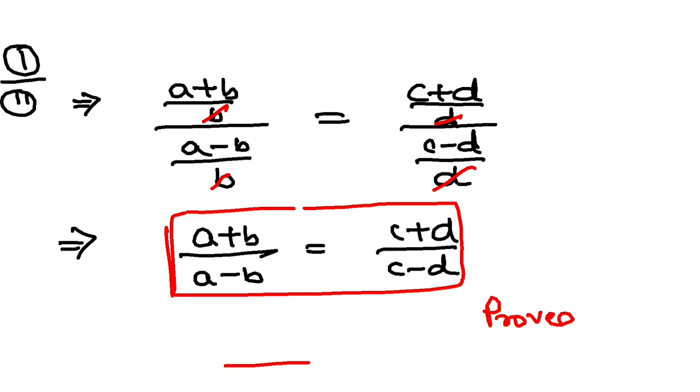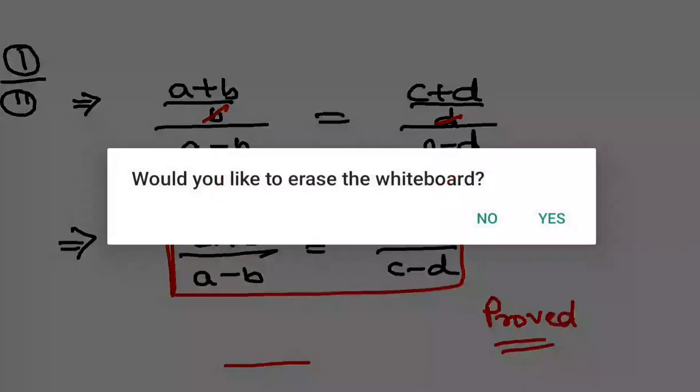The proof is slightly complicated. Please try to understand it by going through the video again and again. Now let's try to understand this one taking the help of an example. Suppose you have a proportion, suppose you have 2/3 is equal to 4/6.